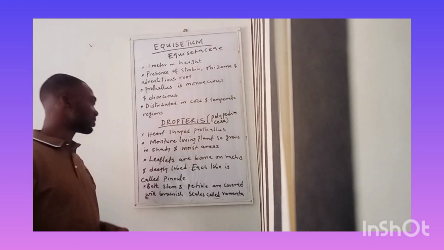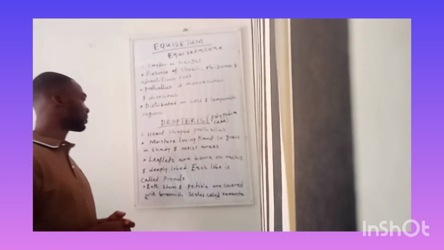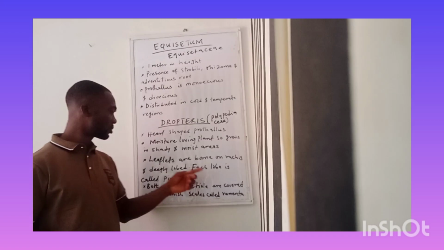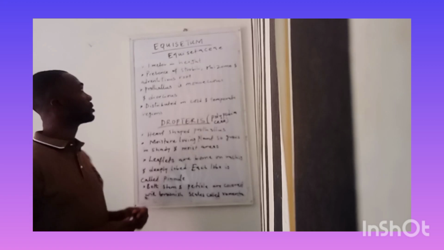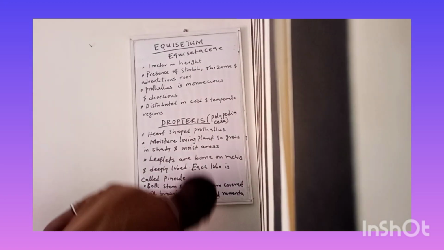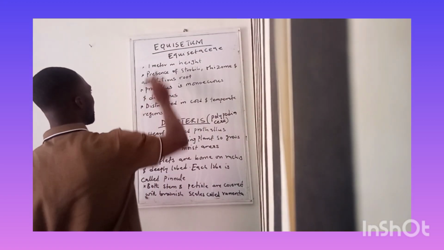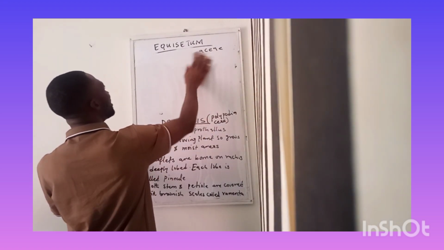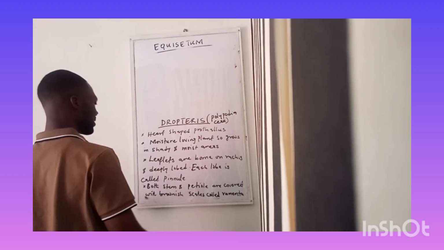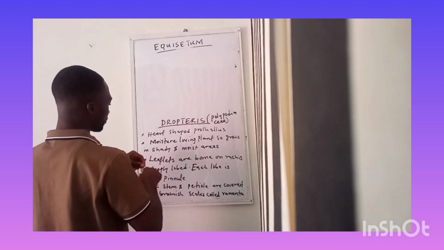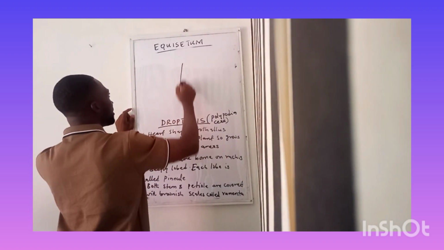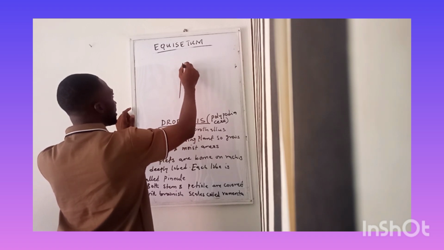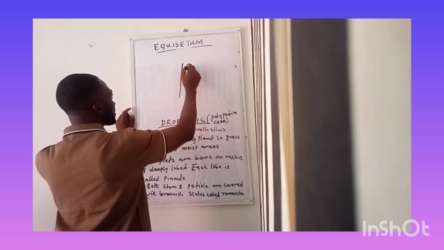Then, of course, it also has leaflets that are borne on the rachis and deeply lobed. Each lobe is called a pinnule. It has leaflets that are pinnately compound. This is the rachis. Then it has leaflets.